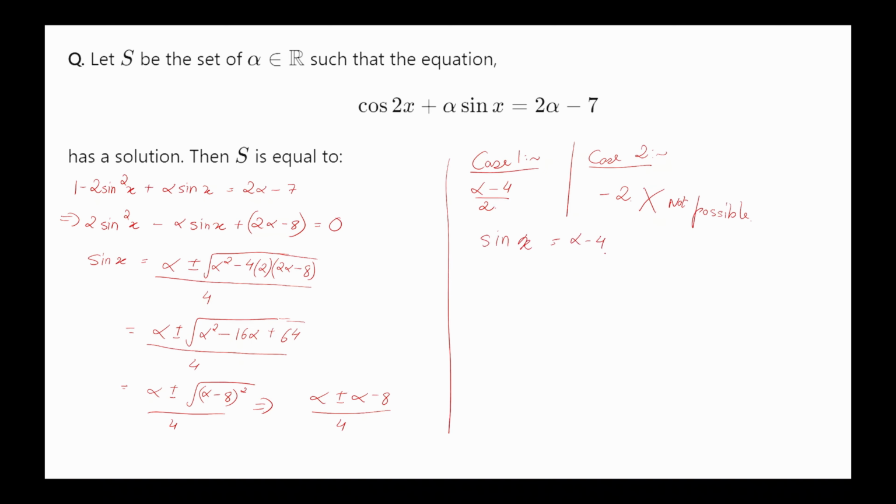Now what is asked to us in the question? Let S be the set of alpha such that this has a solution. So basically we need to find out our set for alpha. Now we know that our sine x ranges from minus 1 to 1. That means my alpha minus 4 by 2 would also range from minus 1 to 1. So what would my alpha range from? This would become 6 here, and here I would have minus 2 plus 4, so this would become 2. So basically my S set is 2 to 6, including both. So S is basically alpha belongs to 2 to 6. So this is my answer.